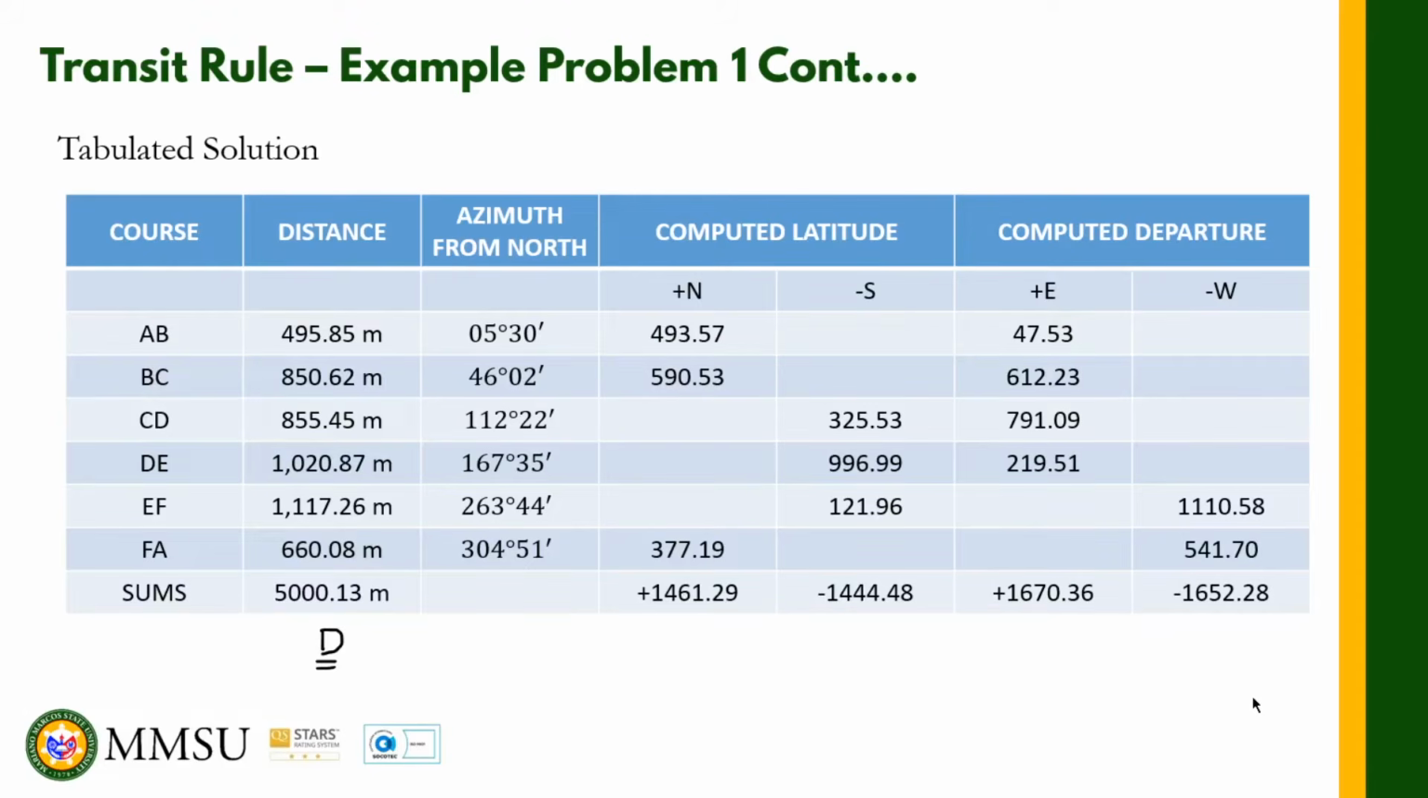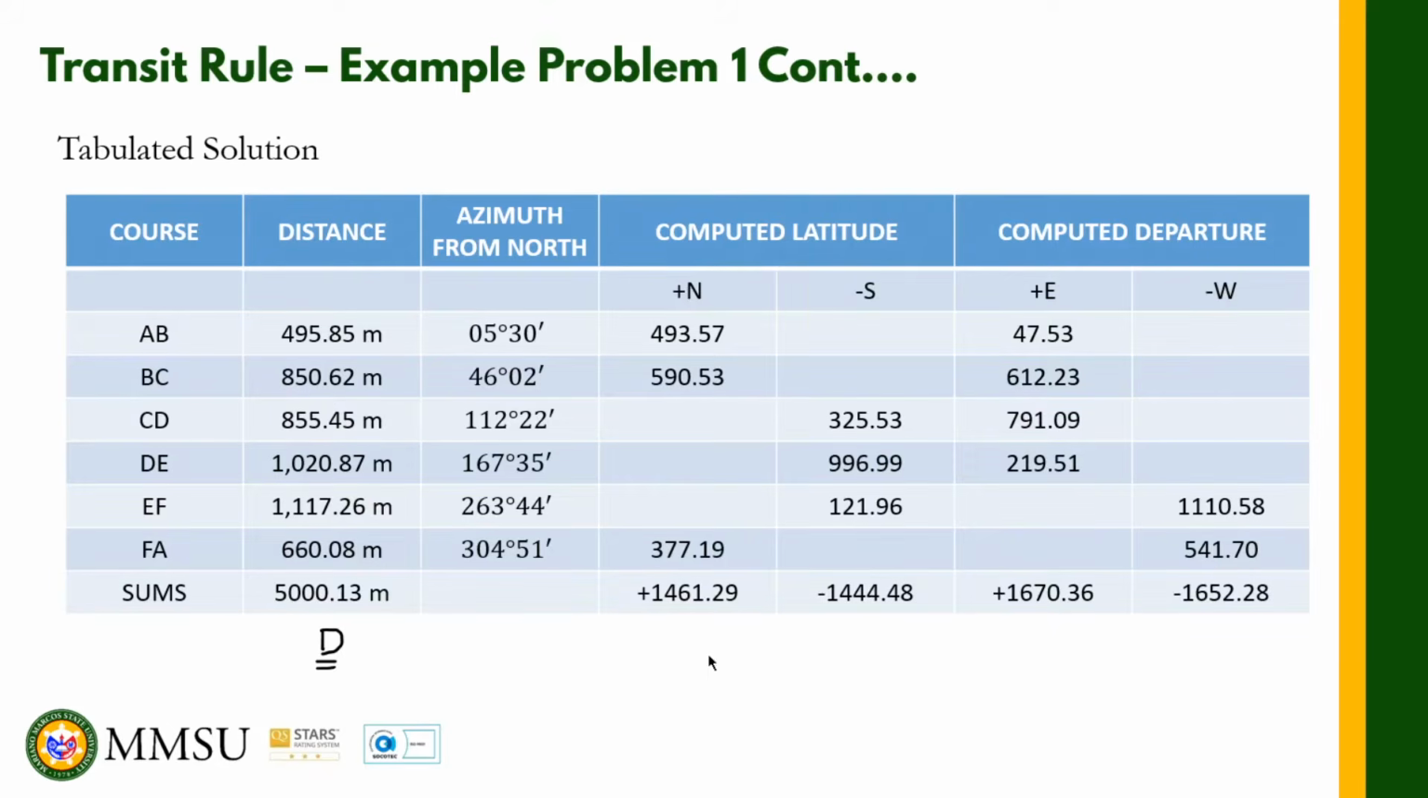So after determining the latitude and the departure, we can now tabulate the result using this table. All right. So these are the given. The first three columns are the given. So we have the computed latitude, with separate columns for the positive north and the negative south. We also have separate columns for the positive east and the negative west.